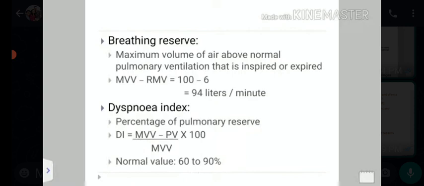Another parameter is dyspnea index. Pulmonary reserve expressed as a percentage of maximum voluntary ventilation is also known as dyspnea index. Therefore, dyspnea index is equal to maximum voluntary ventilation minus pulmonary ventilation, or breathing reserve, divided by maximum voluntary ventilation multiplied by 100. Normal values of dyspnea index or pulmonary reserve percentage range from 60 to 90%, or average is 75%. Dyspnea is usually present when this value is less than 60%.